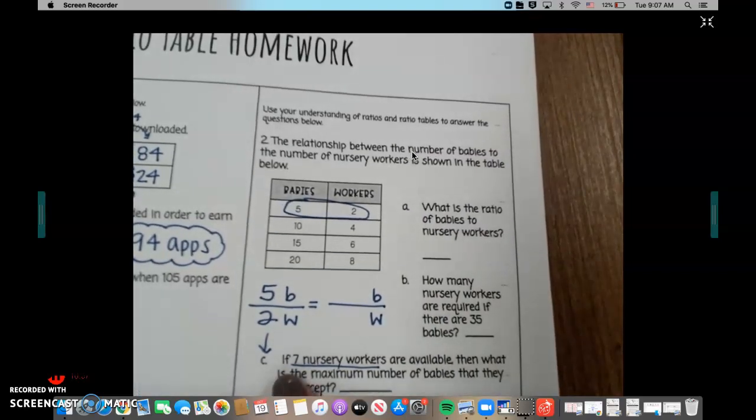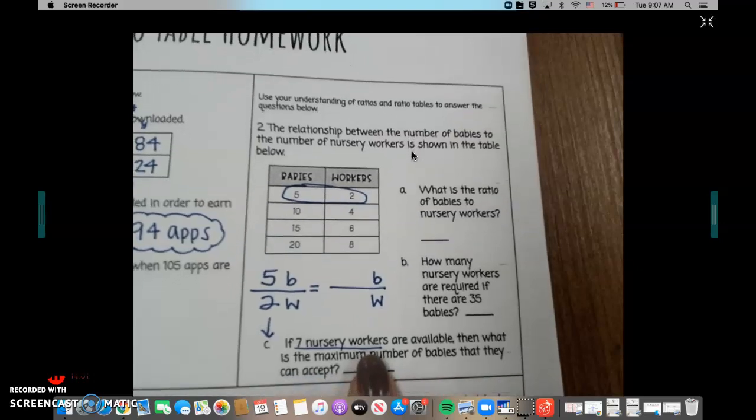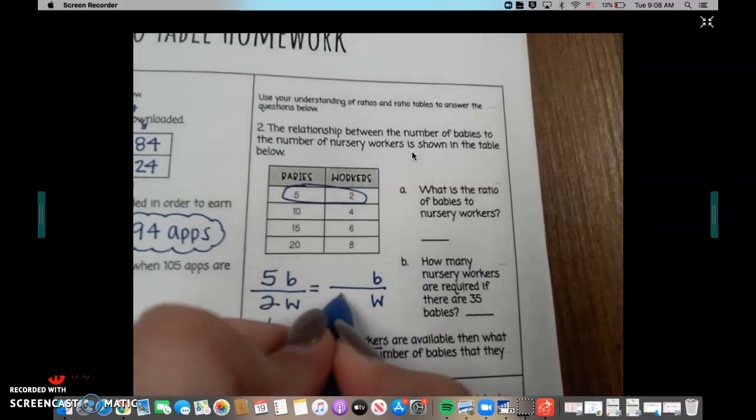And in my word problem, it says if 7 nursery workers. So where am I going to put that 7 on the right equivalent ratio? Am I going for the top or the bottom? Asa? Bottom right.